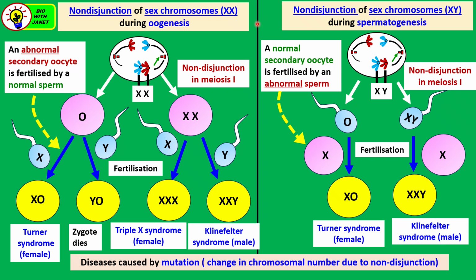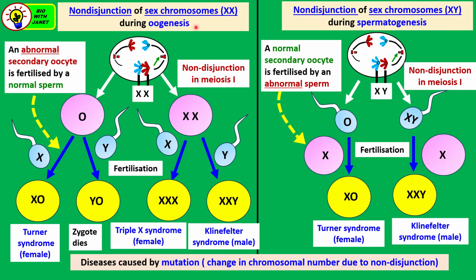So let's discuss this diagram, which is also in your textbook. Actually, it's quite easy to understand. This picture shows you two possibilities. One is when non-disjunction of sex chromosomes XX occurs in a female during oogenesis. The second is non-disjunction of sex chromosomes XY in a male during spermatogenesis, or formation of sperms. So let's take the first case.